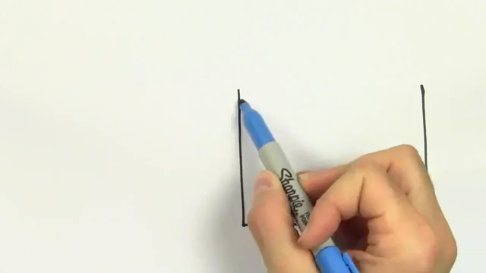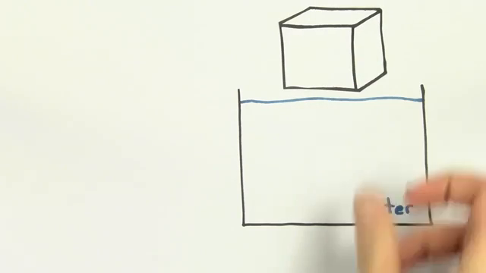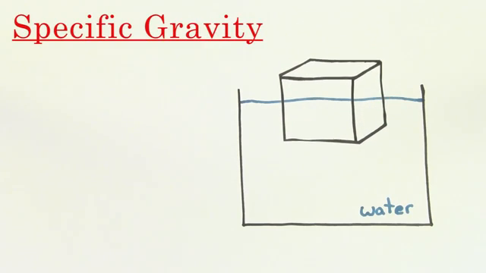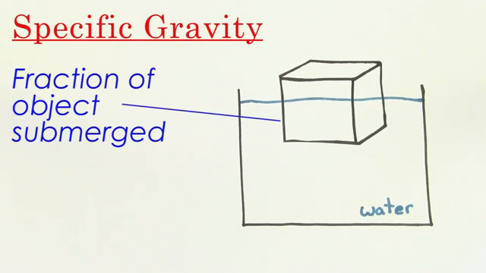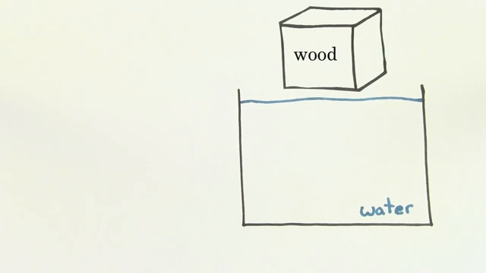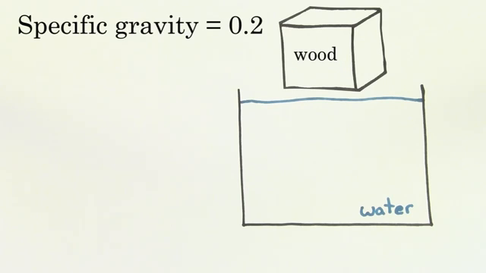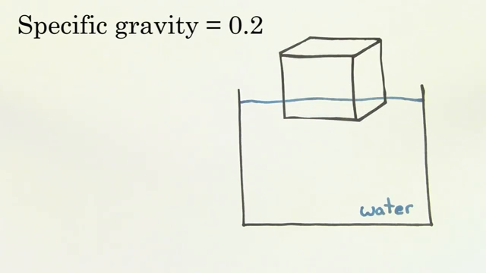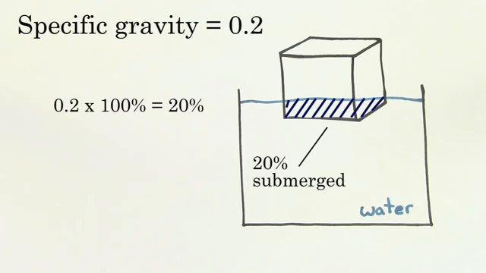Well, one really cool thing about specific gravity is that for something that floats, the specific gravity tells you the fraction of that object that will be below the water while it's floating. For instance, say you let a cube of wood with specific gravity 0.2 float in water. Since the specific gravity is 0.2, that means that 20% of the total volume of this wood is going to be submerged below the water while it's floating.